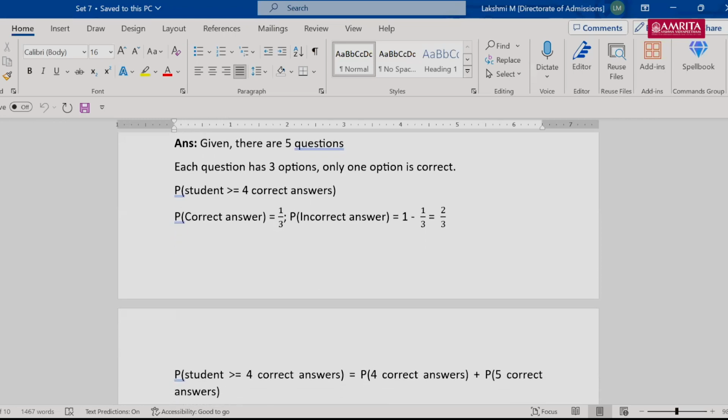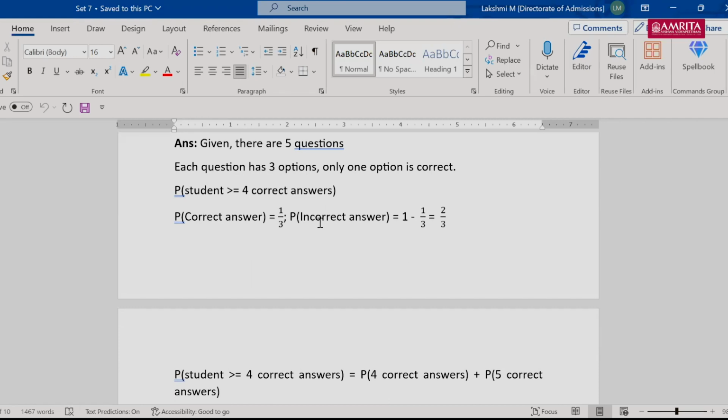So yes, we are just going to start it. There are 5 questions, 3 options. What I want to find is the probability of getting greater than or equal to 4 correct answers. So 4 or 5 is something that I need to consider. 4 correct answers is fine for me, and 5 correct answers, everything correct, is also fine for me.